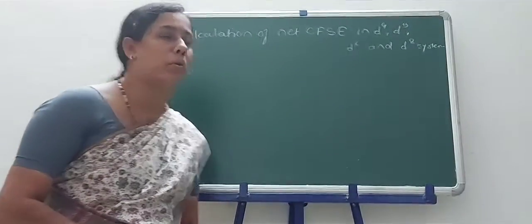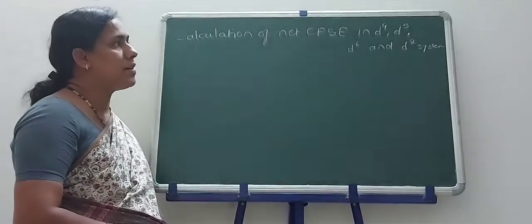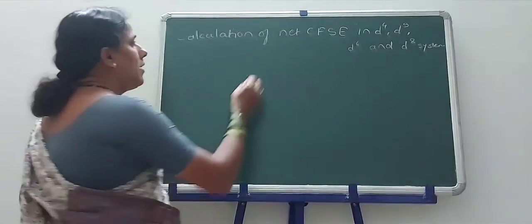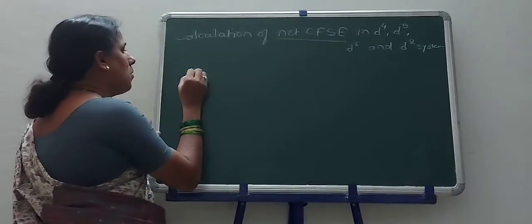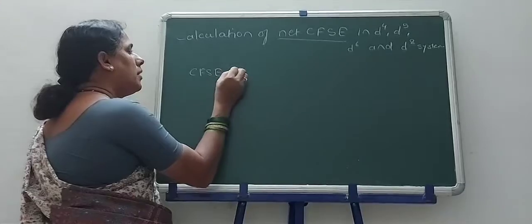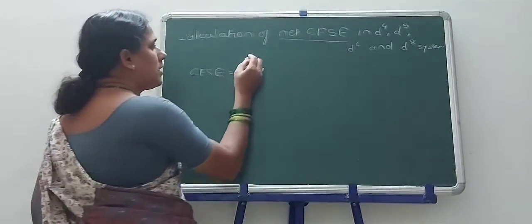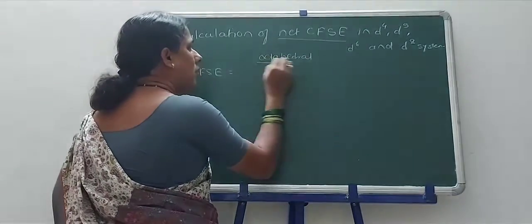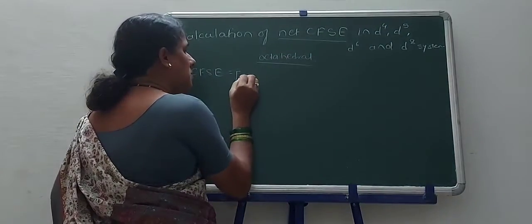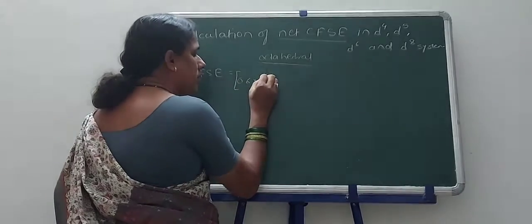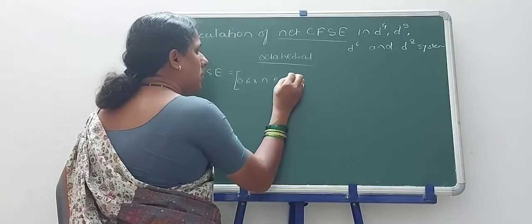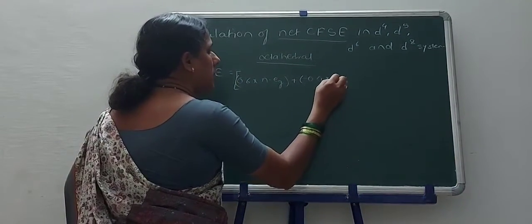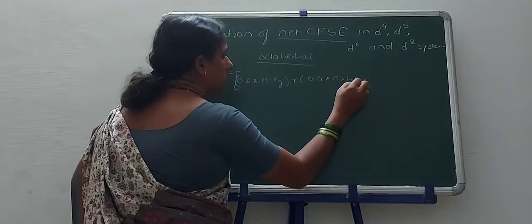Hello everyone. Today I am going to discuss the calculation of net CFSE in d4, d5, d6 and d8 systems. In the last lecture we discussed CFSE. What is CFSE? In the case of an octahedral complex, it is equal to plus 0.6 into the number of electrons n in Eg, plus minus 0.4 into n in T2g.